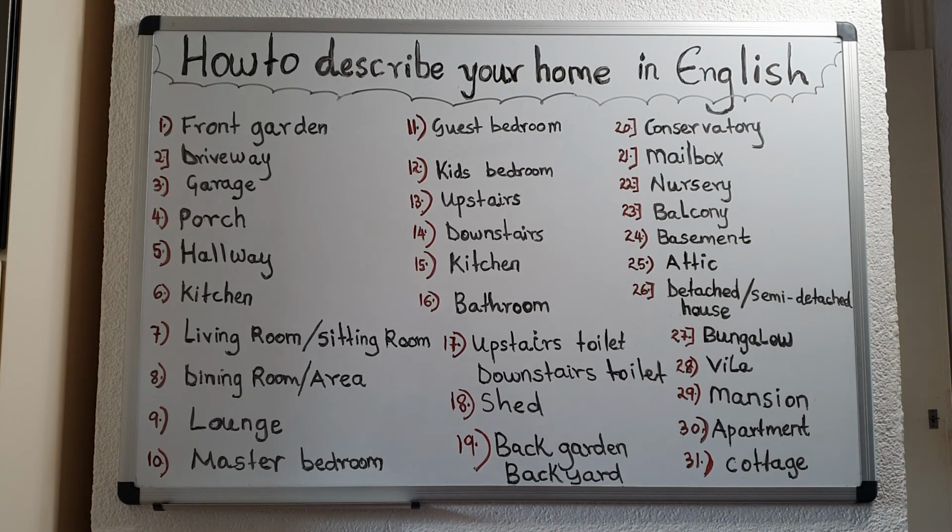The next one is an apartment. An apartment is simply an area, a house in which the houses are fitted into one building. Okay, you have one building that contains several apartments. You have one building that contains several apartments.